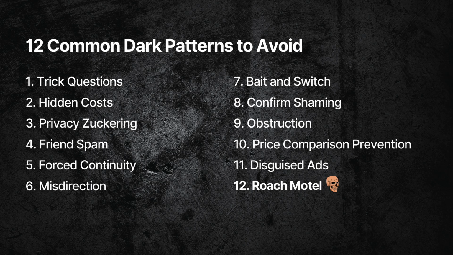The last one I have here is roach motel. Roach motel means that you are making it very easy for users to sign in, but very hard for them to opt out. It's similar to false continuity, because false continuity, like I said earlier, means that you make sure that users continue using the product, or you make sure that users can't cancel a subscription or return a product. You understand? So roach motel is also like that.